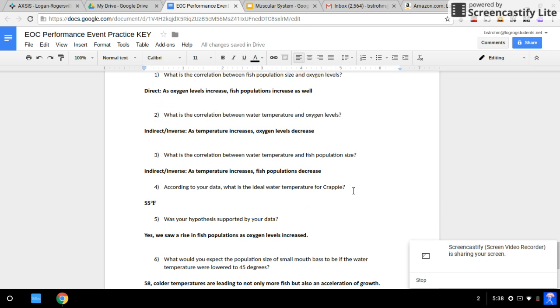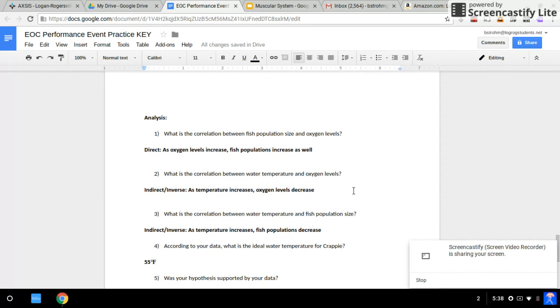All right, the last part of this sample experiment that you're supposed to analyze is the analysis section. So this is to be done at the very end after you've already completed your graph. First question is, what is the correlation between fish population size and oxygen levels?